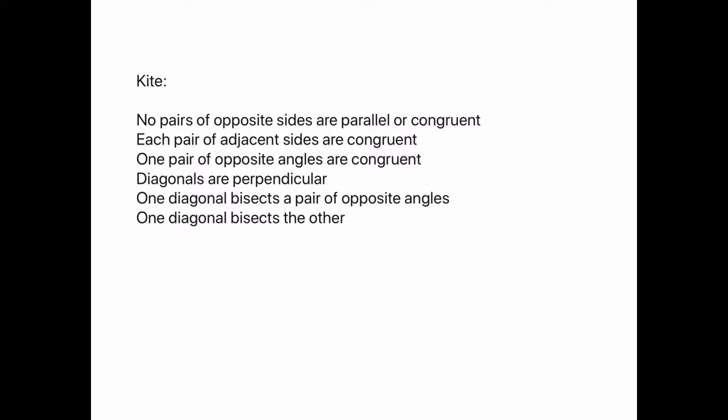A kite has no pairs of opposite sides being parallel or congruent, but each pair of adjacent sides are congruent, and then one pair of opposite angles are congruent. Their diagonals are perpendicular, and one diagonal bisects a pair of opposite angles, and one diagonal bisects the other diagonal.